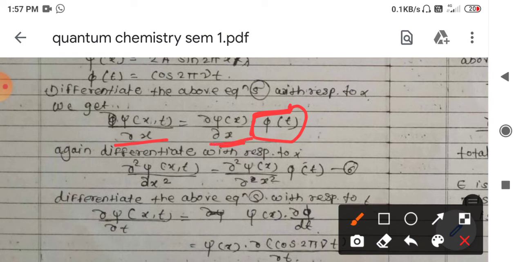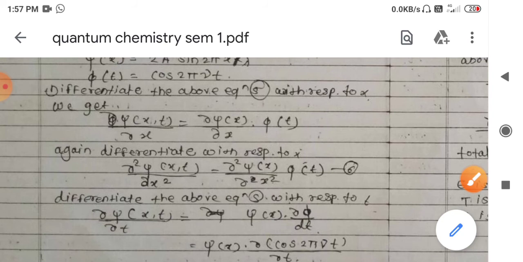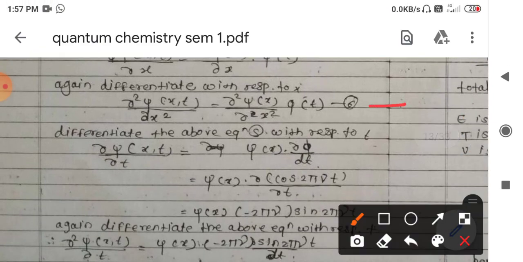Now again we differentiate that equation with respect to x, and we get the double derivative of this function only, and this other function, which is with respect to time. That function is a function of time, so it will remain constant. So we obtain one such function.